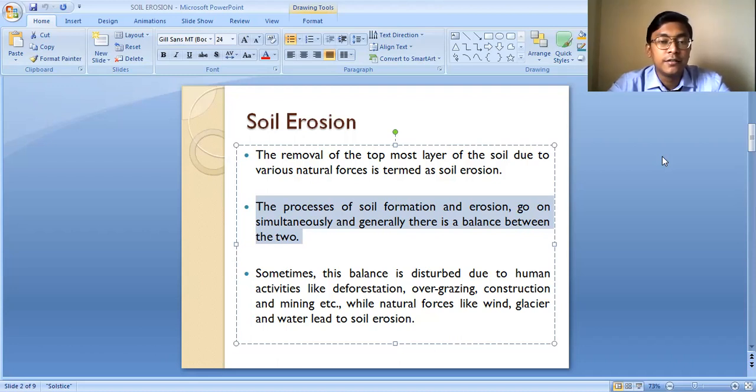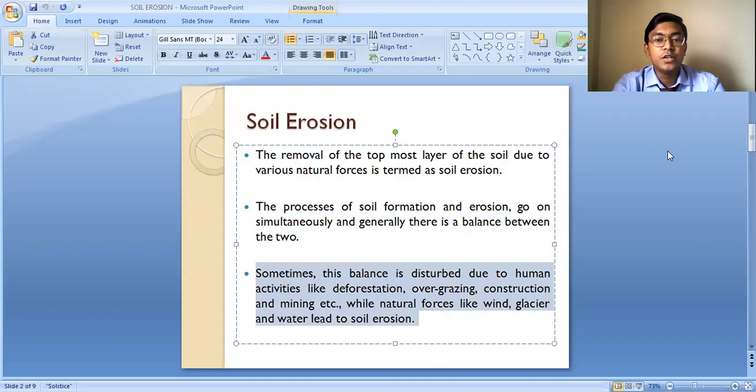That means soil erosion is faster than the rate at which the soil is being formed. In that case, there is a degradation of the soil, meaning a depletion of the soil cover. When the balance gets disrupted, we say that degradation of the land is taking place. Sometimes this balance is disturbed due to human activities like deforestation, overgrazing, construction and mining, etc., while natural forces like wind, glaciers and water lead to soil erosion.